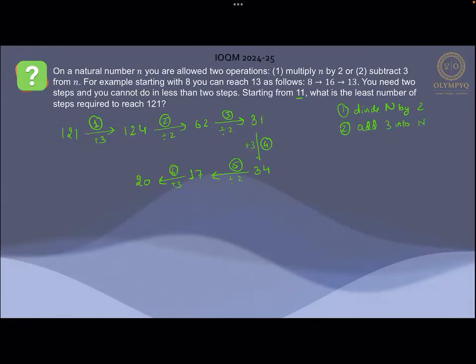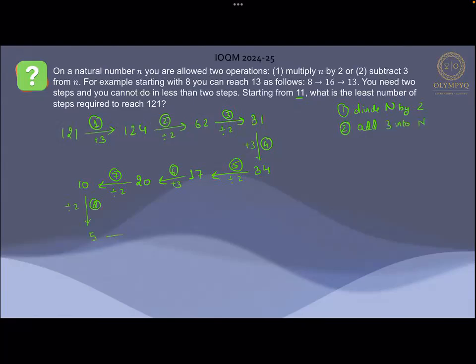Now, once reaching 20, I can divide this by 2, and this will be the seventh step, reaching a point 10. So I have reached 10, but I have to reach 11. So what I'm going to do is make it half again. Making half of it once again will be the eighth step, so I'll reach a point that is 5.